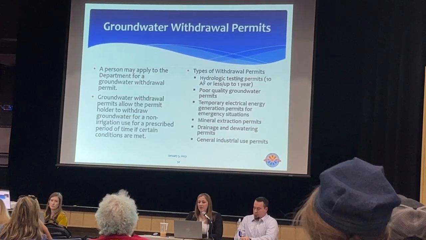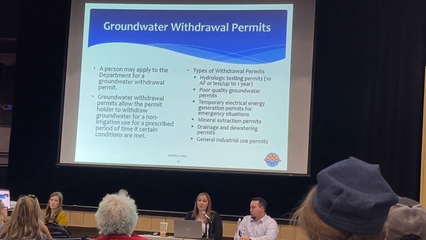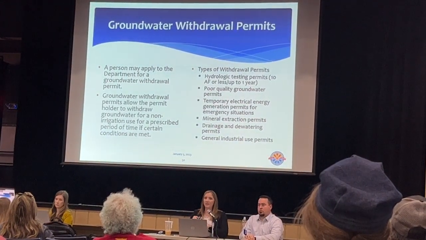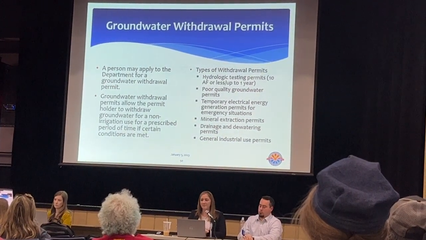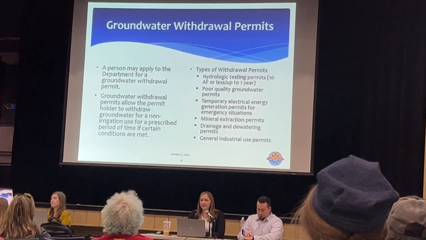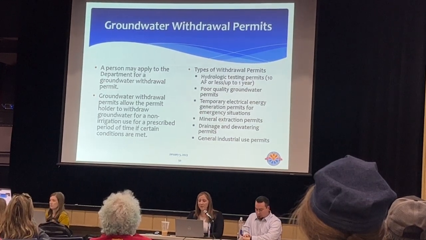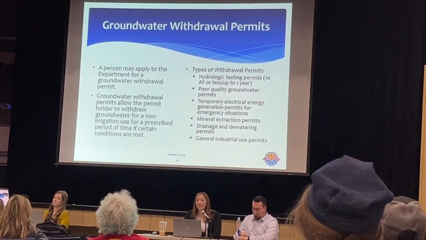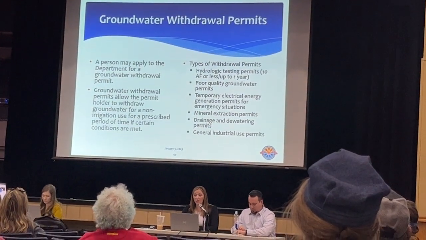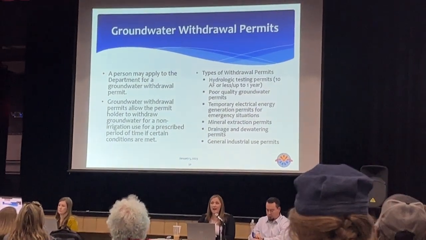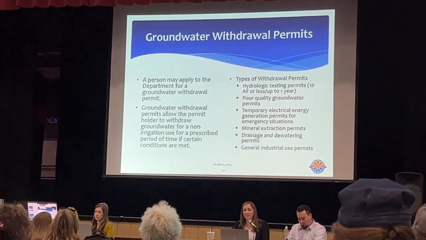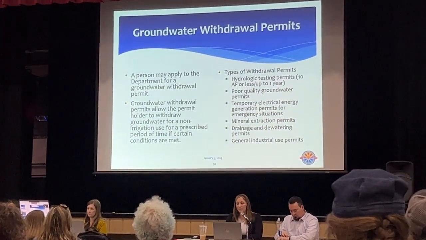These allow the permit holder to withdraw groundwater for a non-irrigation use for certain prescribed uses and typically for a certain prescribed amount of time. Examples of this are hydrologic testing permits, poor quality groundwater permits, temporary electrical generation permits for emergencies, drainage or dewatering, general industrial use permits, and things like mineral extraction permits.